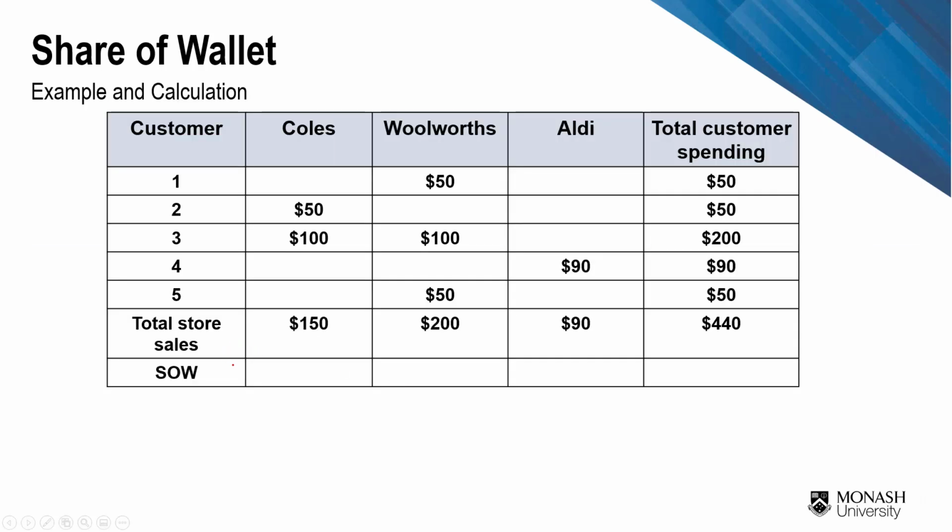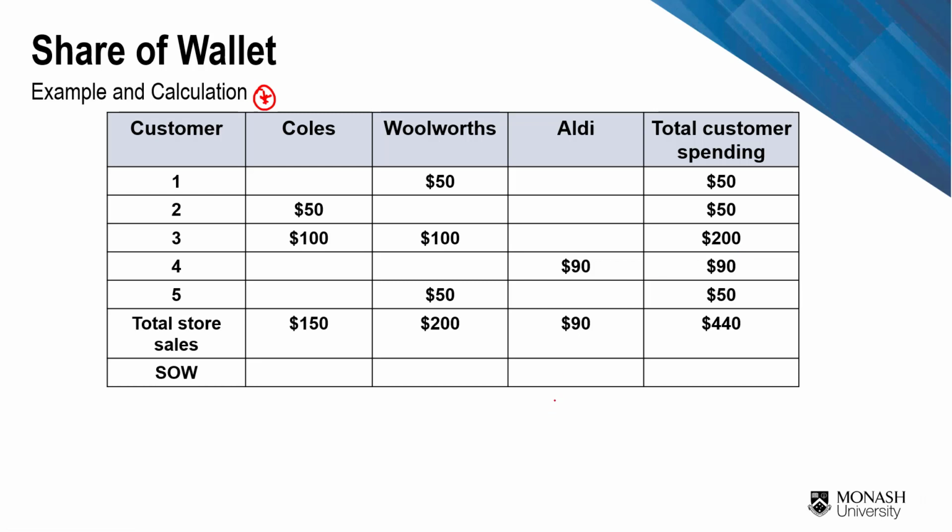So let's take a look at how we are going to calculate share of wallet. Again, I'm going to do it for Kohl's. As you can see, they have conveniently put the total spendings in here already, so you can calculate the total customer spending from this. Let's say customer 1 only shops at Woolworth for $50, so the total customer spending is $50. The exercise gets repeated. For example, customer 3 shops in both Kohl's and Woolies, so you just have to add those up, and you'll get $200.